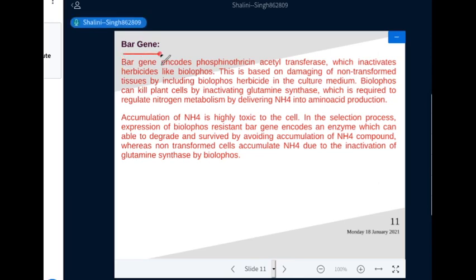Second example is the BAR gene. The BAR gene encodes phosphinothricin acetyltransferase, which inactivates herbicides like bialaphos. This is based on damaging non-transformed tissues by including bialaphos herbicide in the culture medium. Bialaphos can kill plant cells by inactivating glutamine synthase, its target enzyme, which is required to regulate nitrogen metabolism by delivering ammonia into amino acid production.